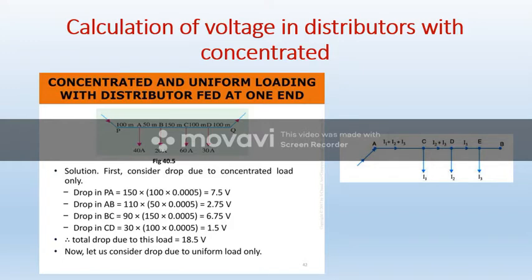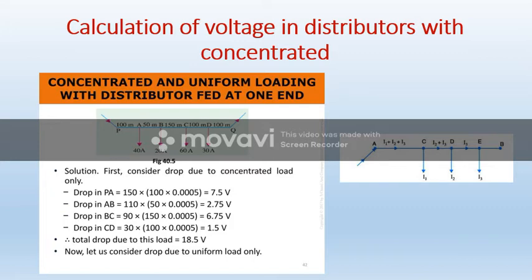Calculation of voltage in distributors with concentrated loads. Concentrated and uniform loading with the distributor fed at one end. Different types of load settings are given here, and the next diagram will show the branch currents. Adding of those branch currents from point A to point B.